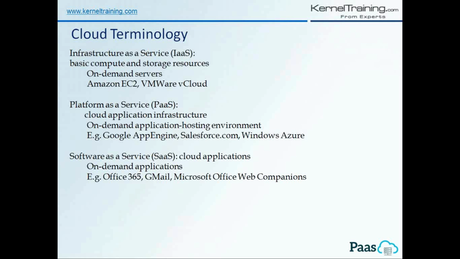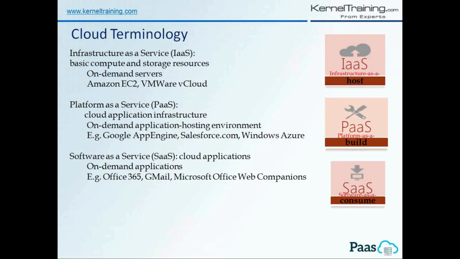And the last one is software as a service. This is mostly used for open source and on-demand applications. For example, Office 365, Gmail, Microsoft Office web components. Apart from Gmail or Microsoft Office, you can even create your own software and make it available as a service to another customer or another application. That is called software as a service.